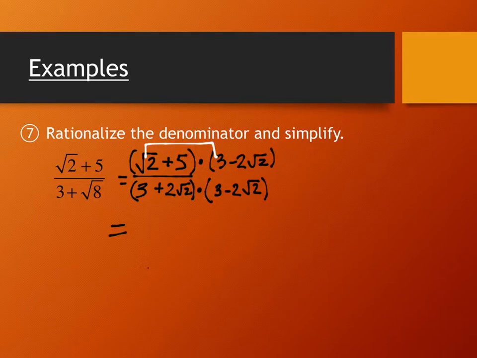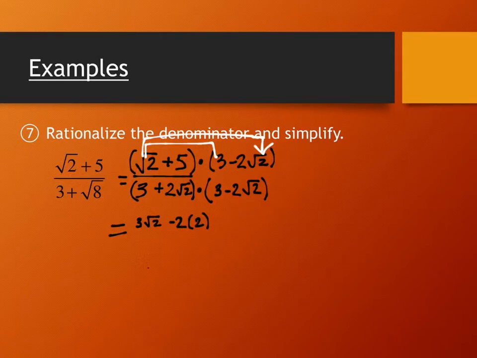If I have square root of 2 times 3, what do I get? 3 square root 2. Outer: if I have square root of 2 times negative 2 square roots of 2, well, the negative 2 on the outside stays, and then what happens when I multiply the square root of 2 times the square root of 2? It's just 2. Square root of 2 times square root of 2 would be square root of 4, and the square root of 4 is simply 2. So my outer term actually ends up being negative 2 times 2.